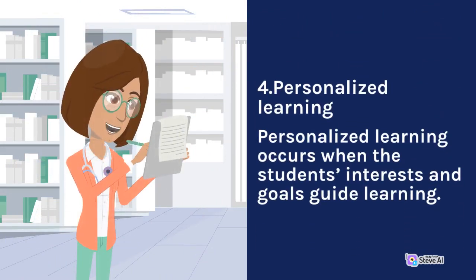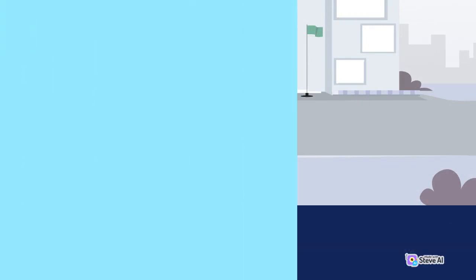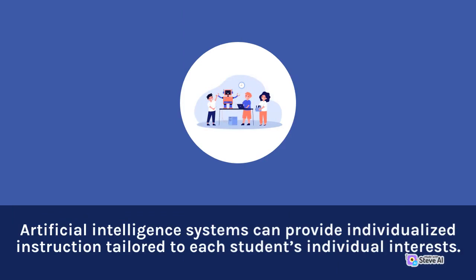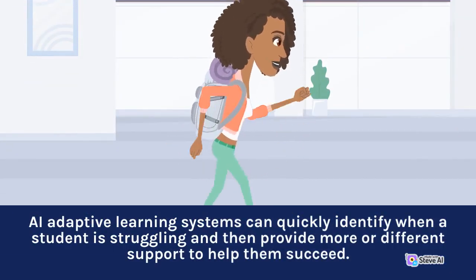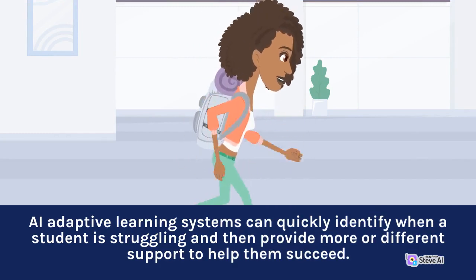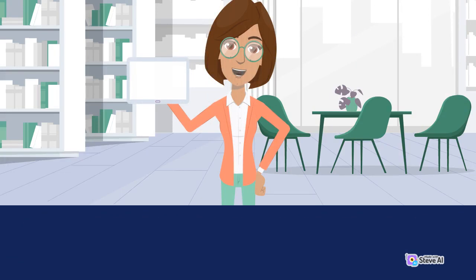4. Personalized learning. Personalized learning occurs when the student's interests and goals guide learning. The teacher is more of a facilitator, while the what, why and how of learning are mostly dictated by the student. Artificial intelligence systems can provide individualized instruction tailored to each student's individual interests. AI adaptive learning systems can quickly identify when a student is struggling and then provide more or different support to help them succeed. As the student shows that they have mastered the content or skill, the AI tool provides more difficult tasks and materials to further challenge the learner.